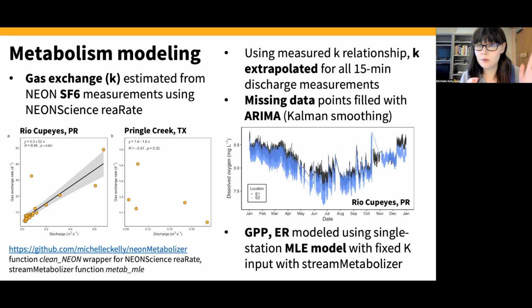There's also an upstream sensor station and a downstream sensor station at NEON sites. The goal is eventually to do 2-station modeling. I'm working on that right now, but I forked the NEON stream metabolizer code, and there's an error in the differential equation I've written. So what I'm showing is the single station models for now. I've run those using the downstream data using a maximum likelihood estimator model with a fixed K input based on those relationships with the gas exchange.